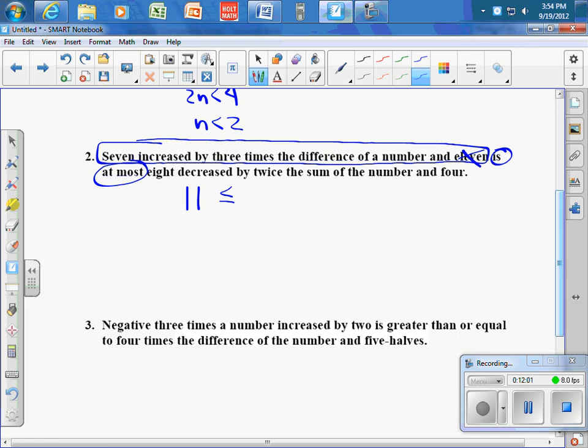Well, the difference of, we talked about how that is a special situation, that it takes parentheses. Whatever comes after, the two things that come after that are going to go in parentheses, and we're going to be using a minus sign. So the difference of a number and 11 would be n minus 11 in parentheses.